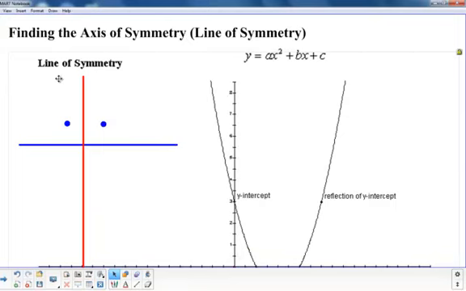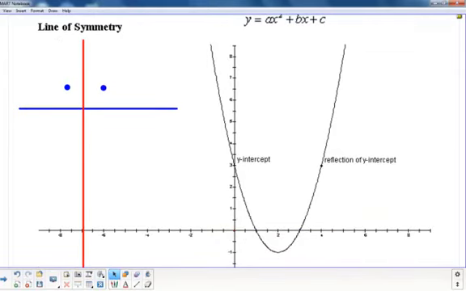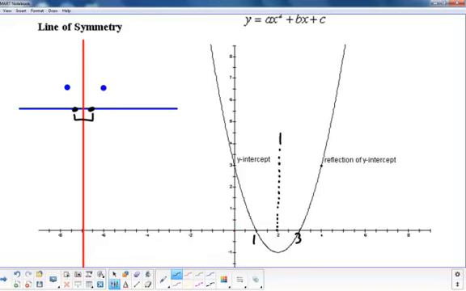Once you find your 2 x-intercepts, you can find your line of symmetry, which is directly in the middle. So the goal is to find 2 symmetrical points of x-intercepts, and then directly in between is your line of symmetry. So right here we have an x-intercept at 1 and 3. Therefore, our line of symmetry should be at 2.